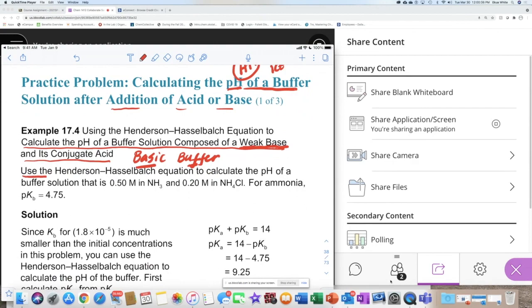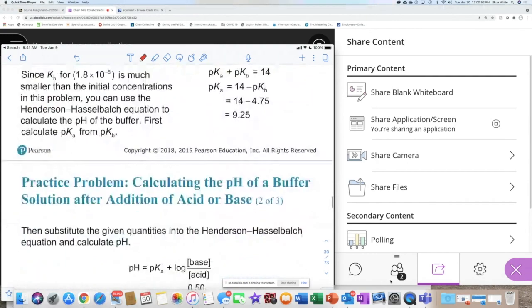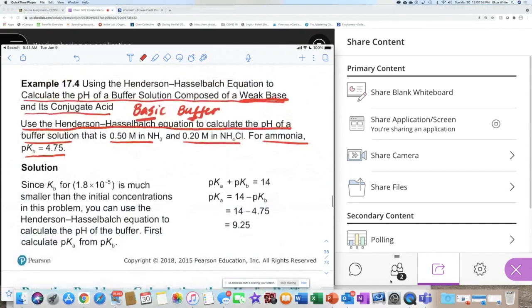So we're told here, use the Henderson-Hasselbalch equation to calculate the pH of a buffer solution that is 0.5 molar ammonia and 0.2 molar NH4Cl. For ammonia, the pKb is 4.75. Okay, here's the thing.